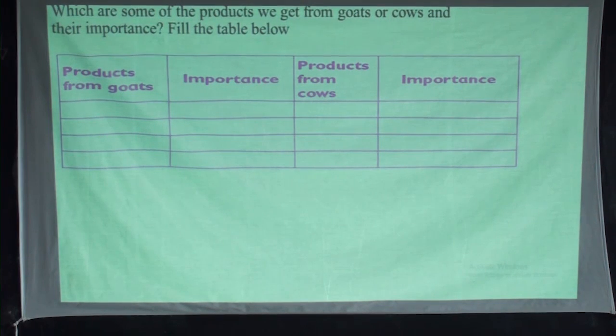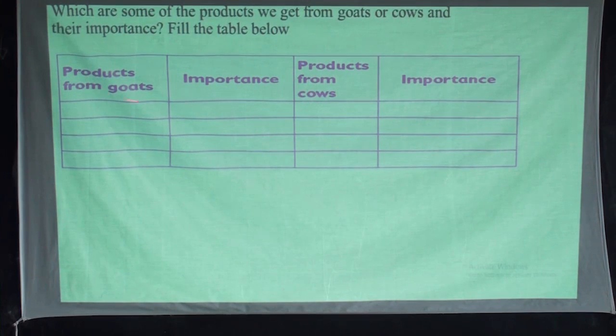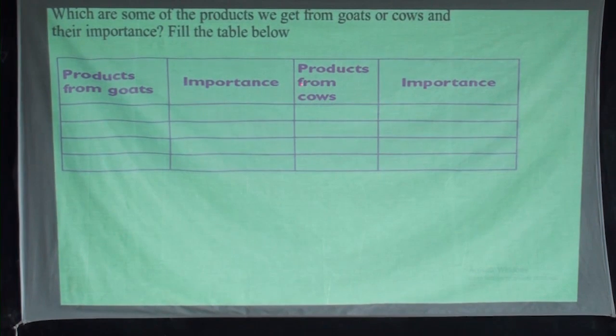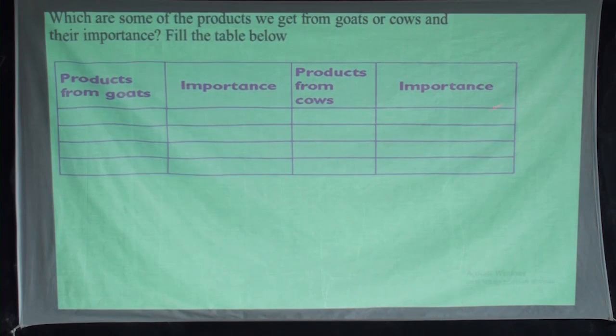But before we end the lesson, you have different activities which you are left to do. Check on this table here. In your free time, answer questions like the ones given here. You ask for the products from the animals and their importance. Check products like meat, skins and hides, and what their importance is. Then products from cows: check milk, meat, skins, and their importance. So you can be asked to mention animal products with their importance.